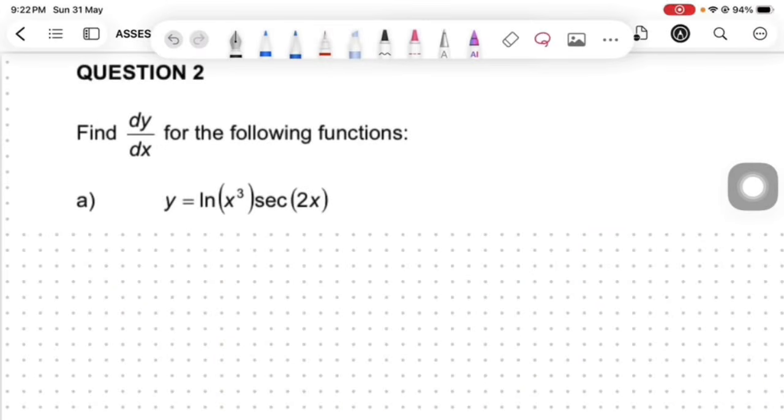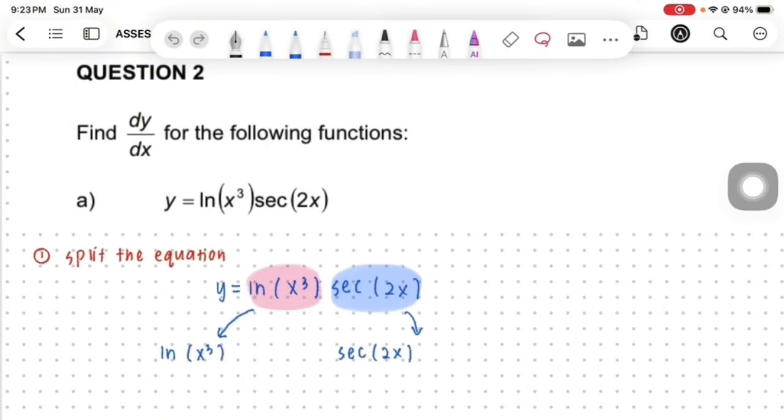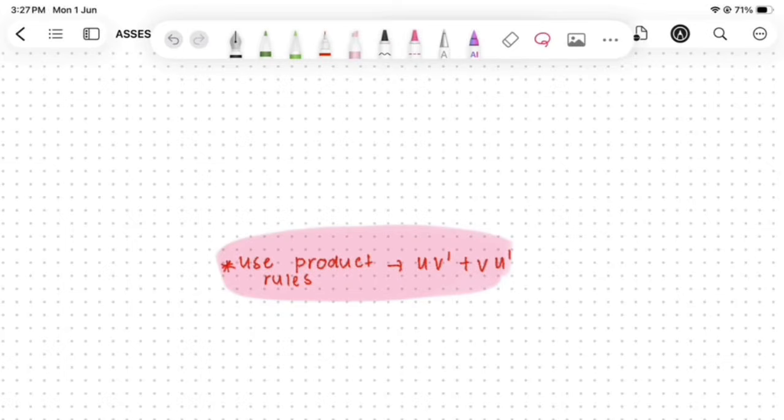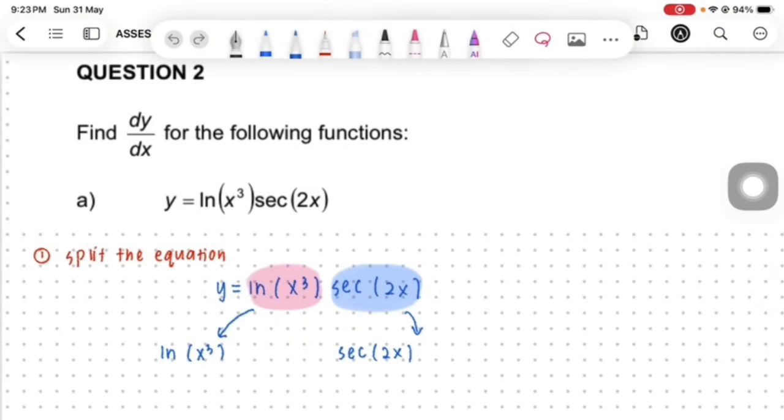We are going to find the derivative dy/dx for the function y equals ln x cubed times sec 2x. Step 1. Identify the rules and split the equation. Looking at this equation, we can see that it's made of two different functions, a logarithmic function and a trigonometric function. This means we need to use the product rule, which is uv prime plus vu prime. First, let's break it down and differentiate each part separately.